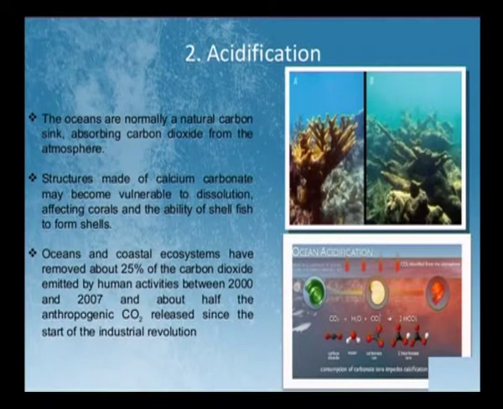Acidification. The oceans are normally a natural carbon sink, absorbing carbon dioxide from the atmosphere. Structures made of calcium carbonate may become vulnerable to dissolution, affecting corals and the ability of shellfish to form shells. Oceans and coastal ecosystems have removed about 25% of the carbon dioxide emitted by human activities between 2000 and 2007, and about half the anthropogenic carbon dioxide has been released since the start of the Industrial Revolution.